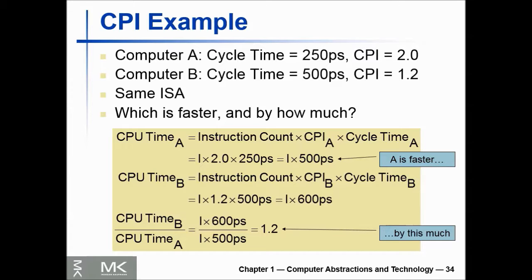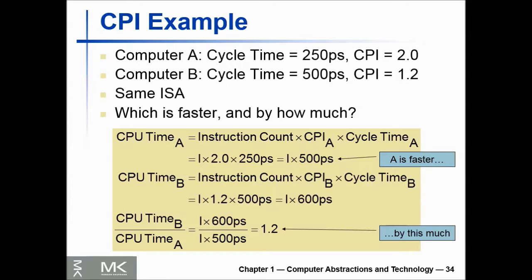To solve this example, we use the previous CPU time equation, that is CPU time is equal to instruction count multiplied by CPI multiplied by clock cycle time.